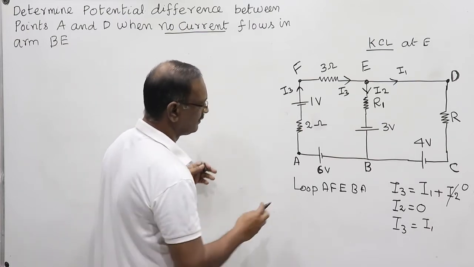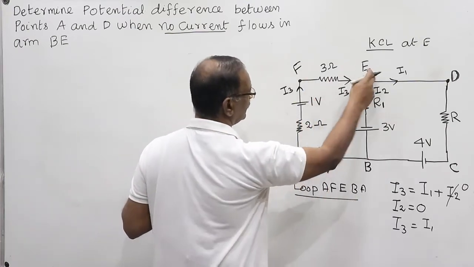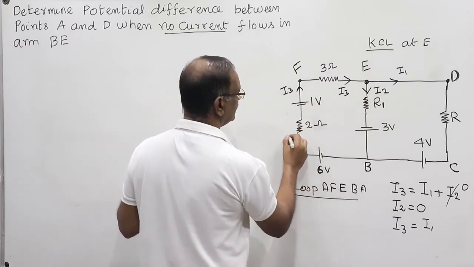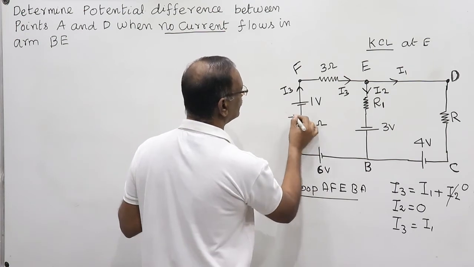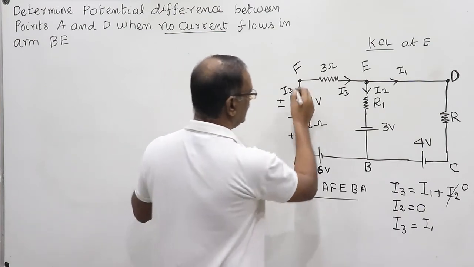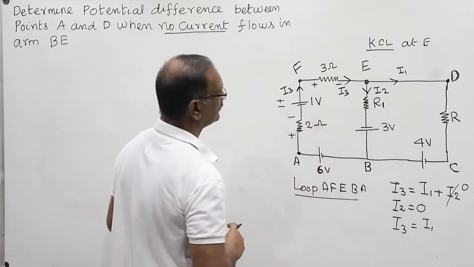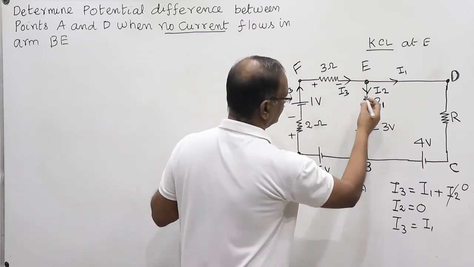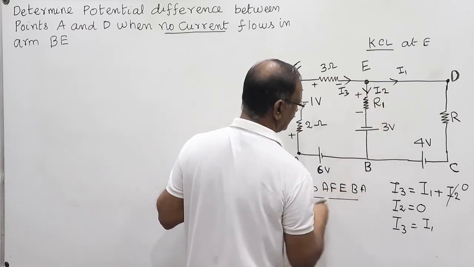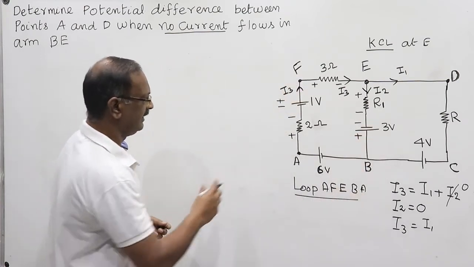Now we follow this path, loop AFEBA. Since the current is flowing this way, this side will be at higher potential and this side at lower potential. This is the battery, with negative and positive terminals as marked. Let us assume the current flows this way, so this will be positive and this negative. We will go from A to F.